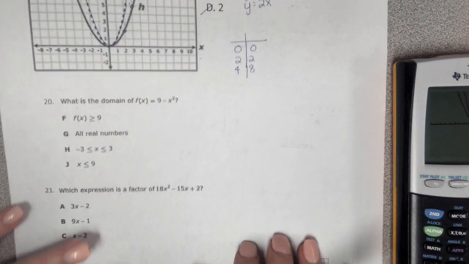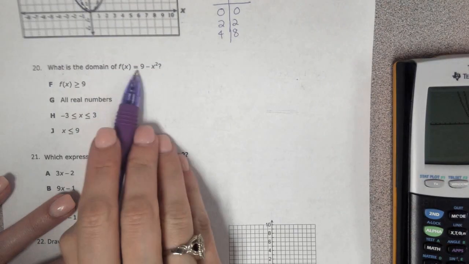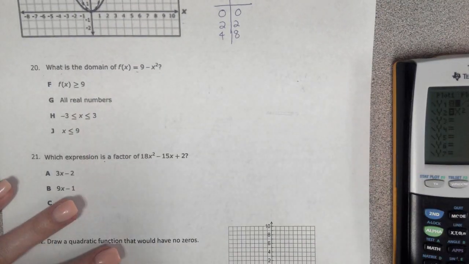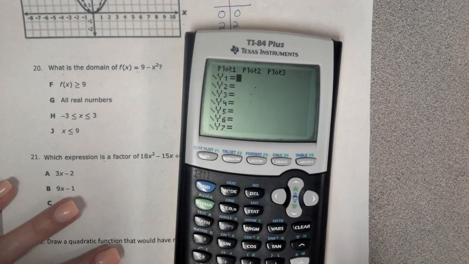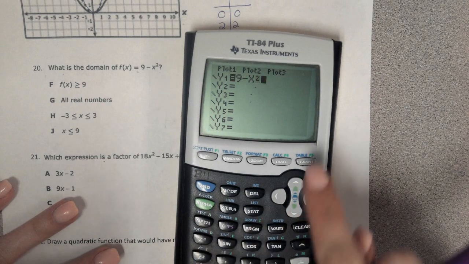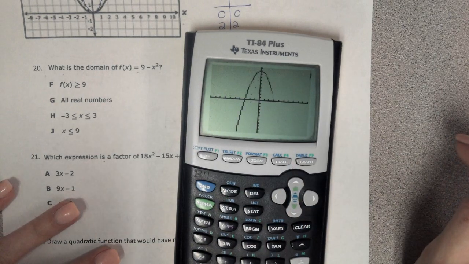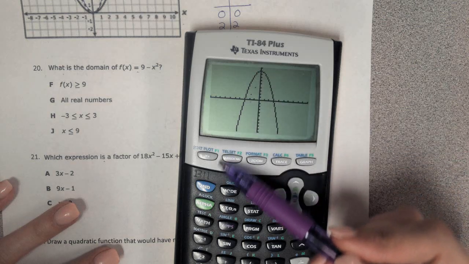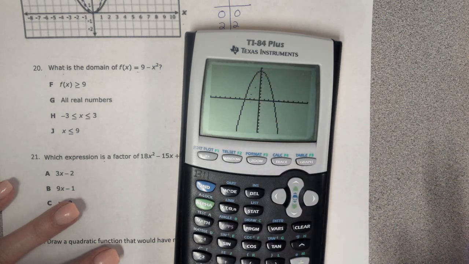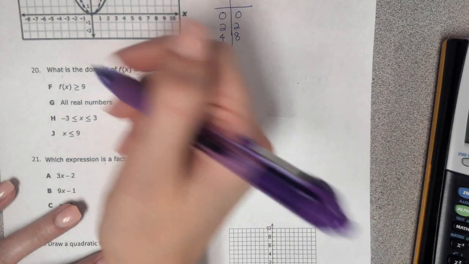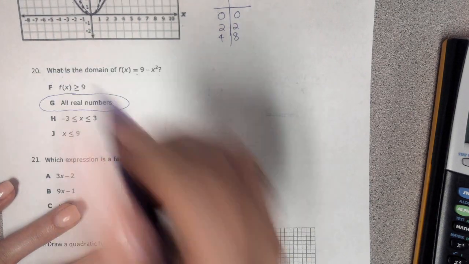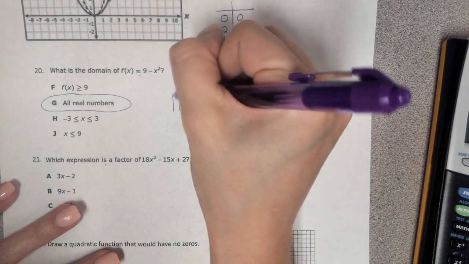All right, what is the domain of this function? You could plug it in your graph, in your calculator, 9 minus x squared. Domain means left to right. This is going to keep going. This is going to keep going. Every single quadratic function, the domain is all real numbers.